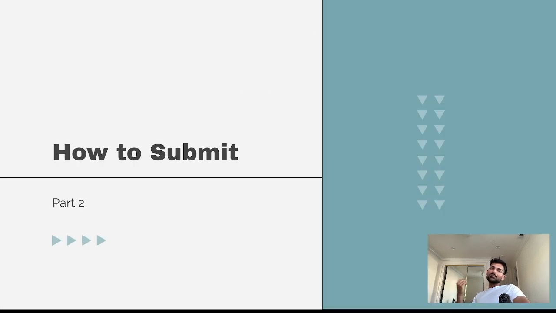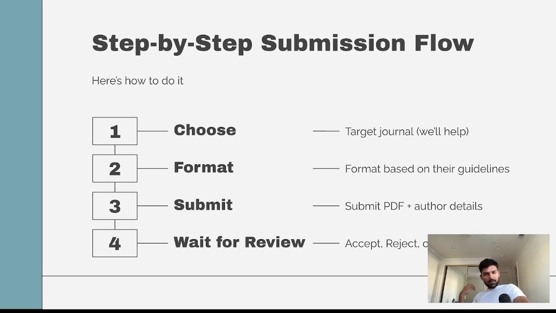Now let's talk about how to submit your paper. Here's a step-by-step submission flow. First, you're going to be choosing a target journal. Different projects will have different target journals. Each target journal is dependent on the niche that you're working on, so we will be helping you in identifying these target journals. Second is the format. Each of these target journals will have a format or template for how you want to structure a publication.